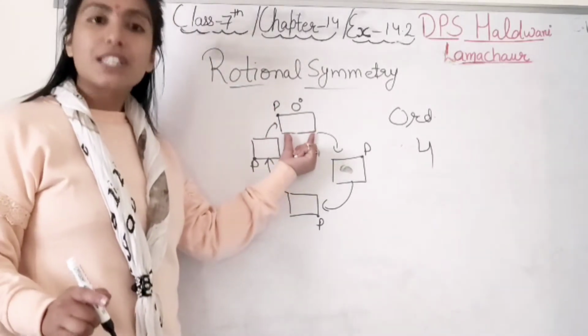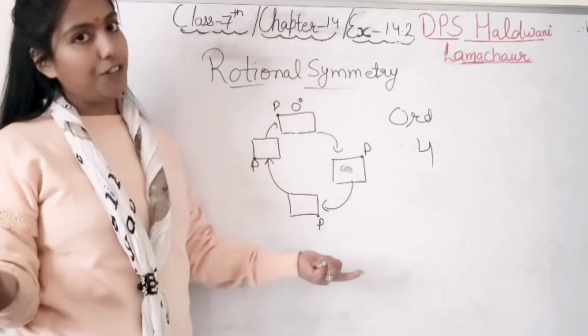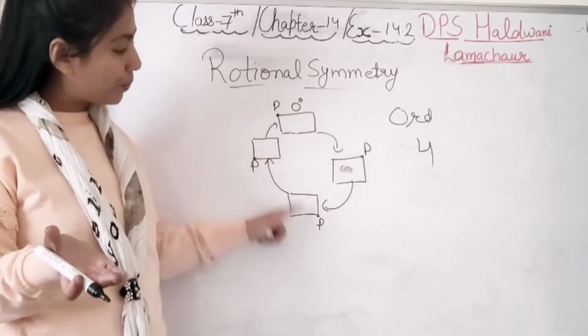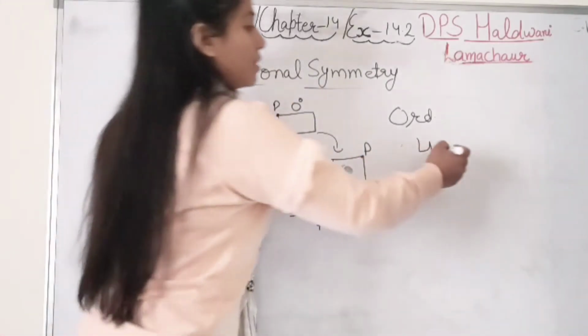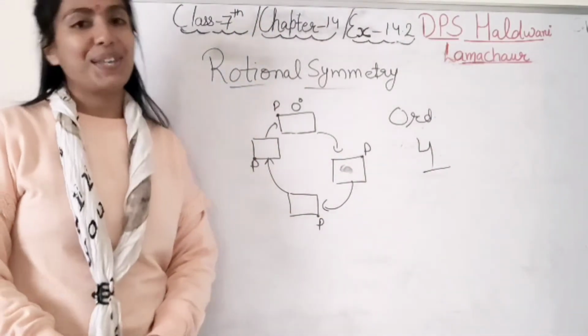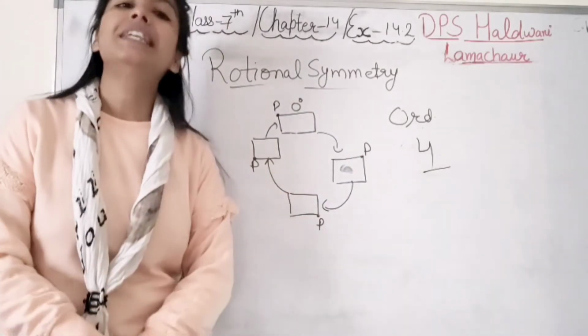But the shape is square. So when you are rotating the square at any angle, it will remain the same only. So the order of symmetry: 1, 2, 3, 4. 4 times. So the order of symmetry is 4. Got it, student? I hope you understood what rotational symmetry is and what order of symmetry is.